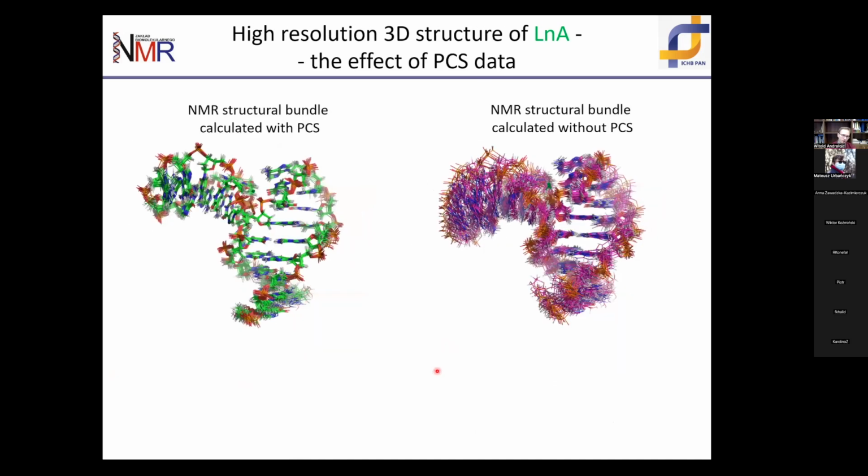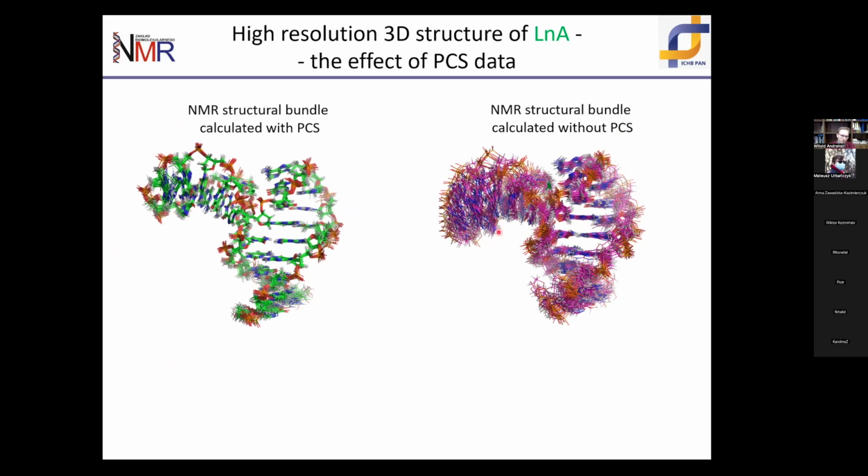And here I show you how the use of this PCS allowed us to better determine the structure. The blue bundle is the one that we deposited in the PDB, so the one that we determined with all the data, the NOEs, the PCS, all the restraints, while the purple one is the NMR bundle that we obtain if we don't use PCS. As you can see, it's much, much worse defined.